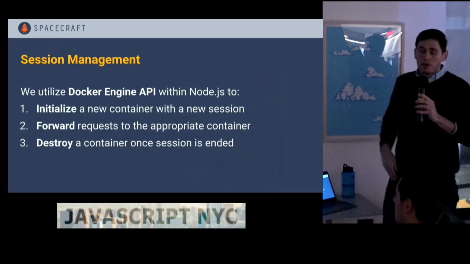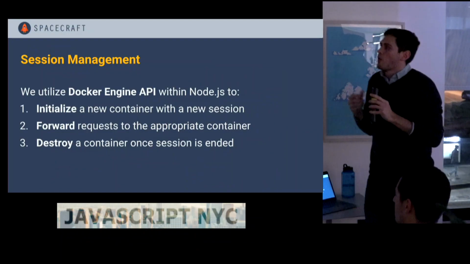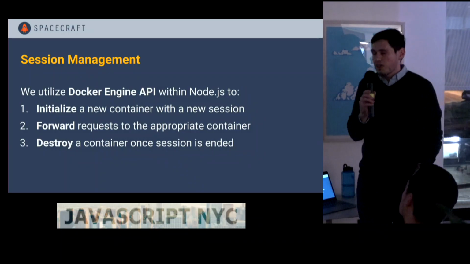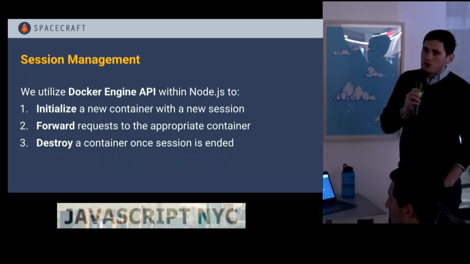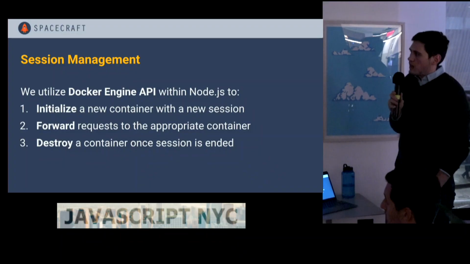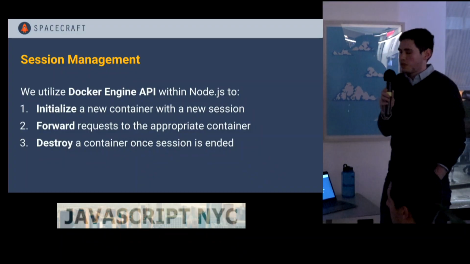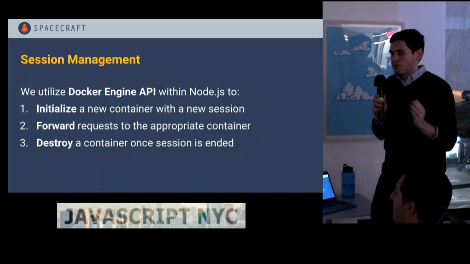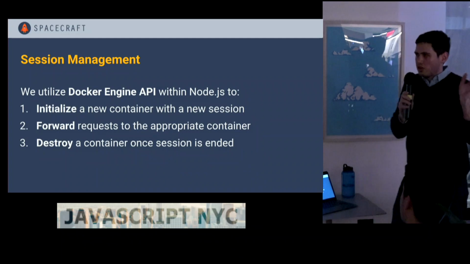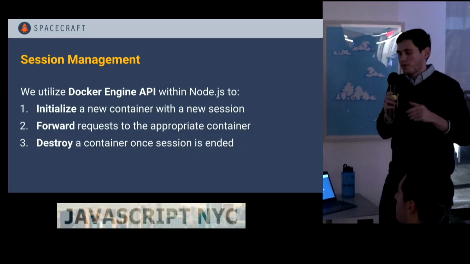And just to talk about how this happens, with our reverse proxy, we actually communicate using the Docker Engine API. So when a user request comes into the proxy server, we then send an API call out, which initializes the container, and then we forward the request to that container. And then once all the clients are gone, a new call is made to stop and then kill that container.